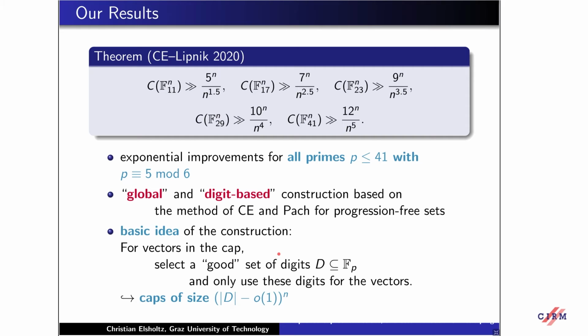Yeah, so selecting a good digit set actually became an important part. And once we have a good digit set, then actually our cap will have size roughly d to the n divided by something small, which you can hide in this minus little o of 1.